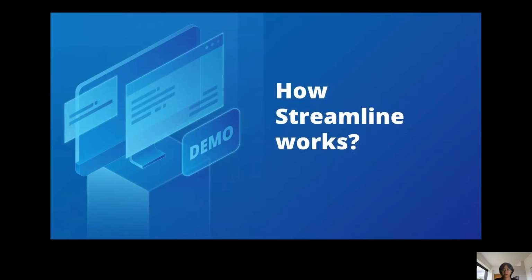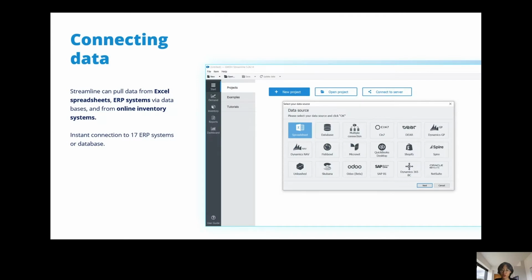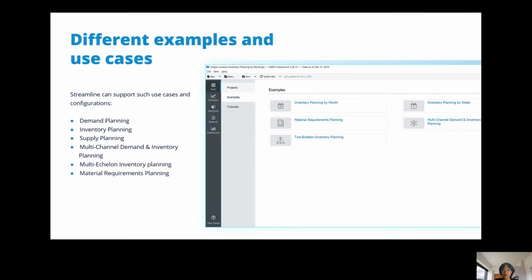How does Streamline work? The first thing you do when you use Streamline is to connect the data. Streamline can pull data from Excel spreadsheets, ERP system, or online inventory systems. Currently, it supports instant connection to 17 different ERP systems or databases.